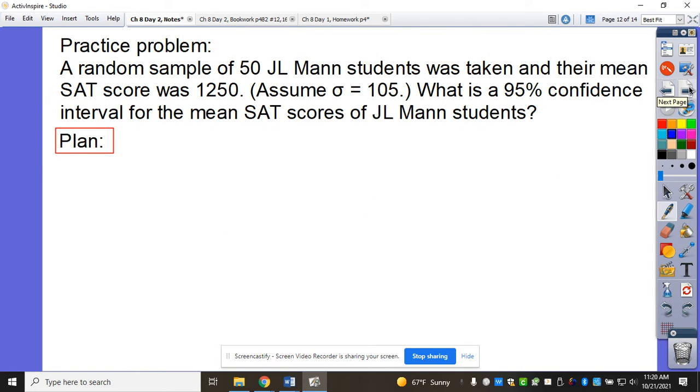Plan. Method right now should be really easy because we only have one method. Eventually we're going to have options there. But so, how many samples am I taking? How many samples did I take in the problem? So this is a one sample. My goal is that I'm trying to... am I using Z or T? How do I know that it is a Z?